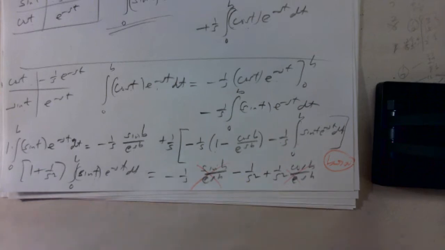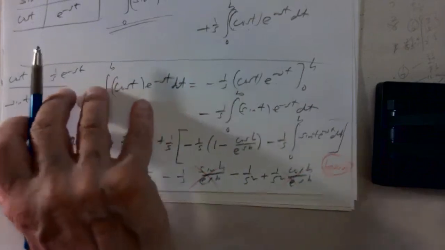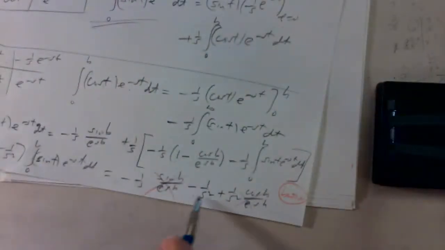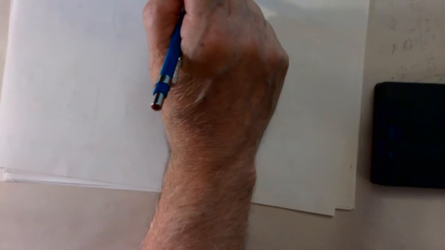I would like that to be a plus, but let me just write down what this says then. It says that 1 plus 1 over s squared, which is the same as s squared plus 1 over s squared, times the integral from 0 to infinity of sine t e to the minus st dt equals minus 1 over s squared. I know there should be a plus. I'm going to come back in a moment and look at that. Equals 1 over s squared, which implies that the Laplace transform of the sine of t, that's this, is equal to 1 over s squared plus 1.